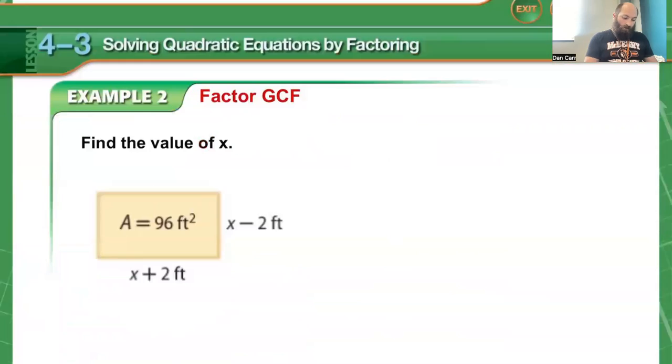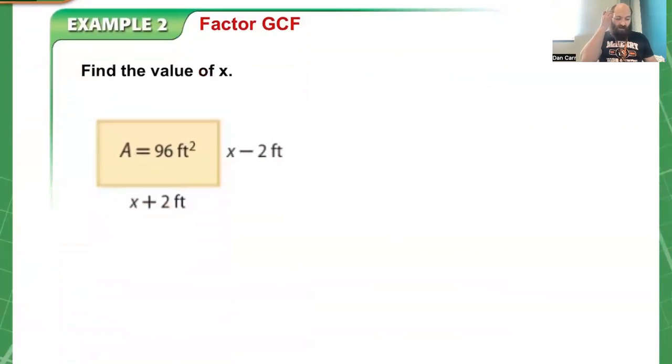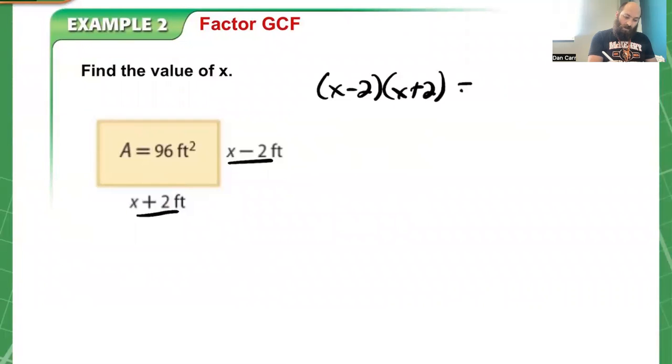Okay. Here, we're just going to give it a little bit of a diagram. Find the value of x. So we're doing the area of a rectangle, which is going to be these two multiplied together. So here's how that looks. The area of the rectangle is x minus 2 times x plus 2, and that equals the overall area of 96. For our purposes of factoring, before we can get to that, we're going to go ahead and do our distribution and turn it into a trinomial.